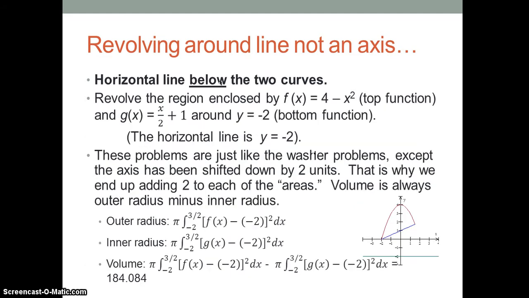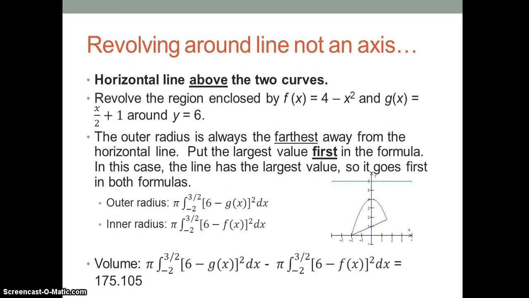Notice this is different from before, where we did f of x minus the line. Here we do the line minus f of x. Okay, that's because y equals 6 is on top. And when we integrate both of our volumes, we get 175.105.